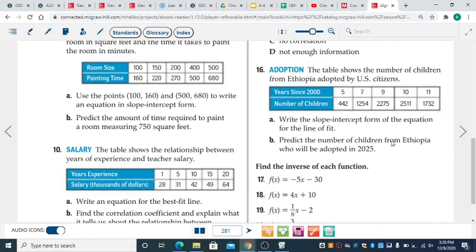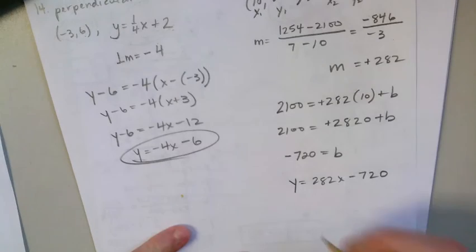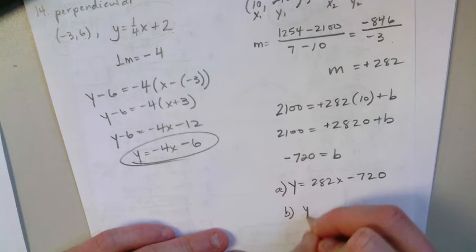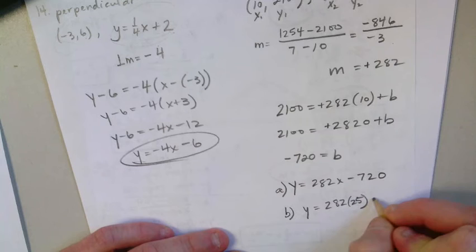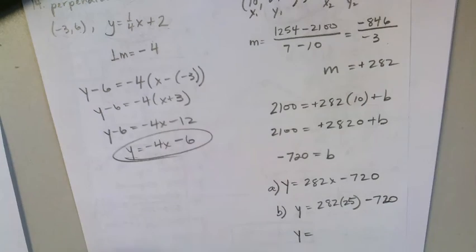It says this, predict the number of children from Ethiopia who will be adopted in 2025. Now, if this is years since 2000, I'm going to go out 25 years. So my x value is going to be 25, and I want to figure out the y value. So when I look at my paper here, I'm going to plug in. So this is part A. Part B, I'm going to plug in 25 for x, and then go ahead and solve for y, okay?